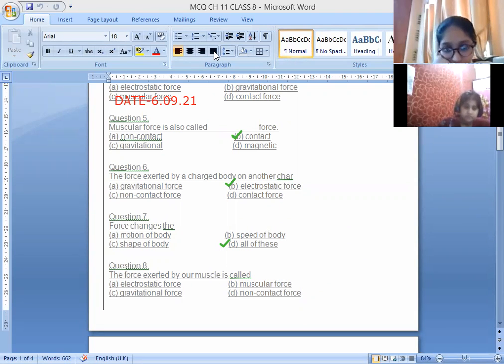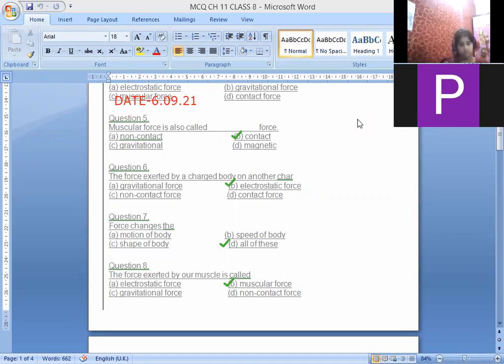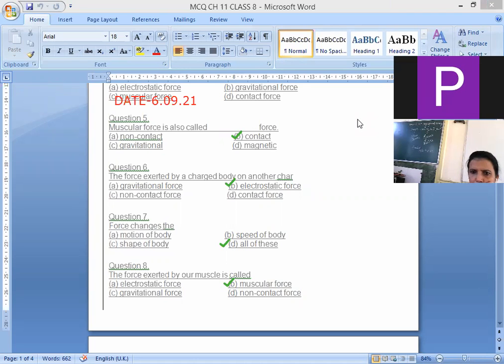Pari Agarwal. Can I give? Yes, Tanya. The force muscular exerted. Yes, the force exerted by our muscle is known as a muscular force. Can you give them a few examples of muscular force? More examples of muscular force.